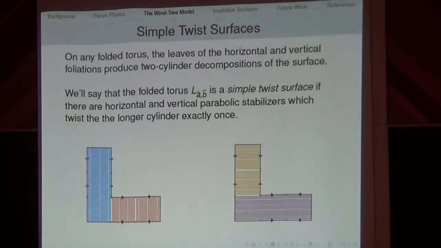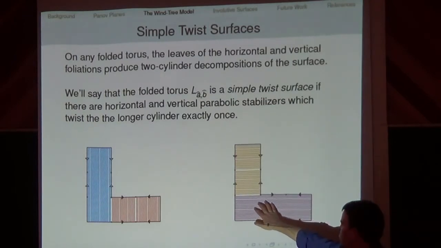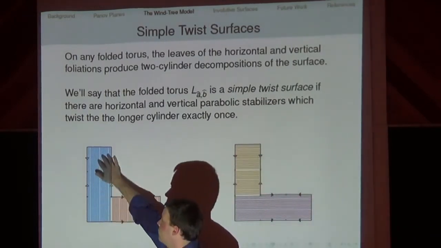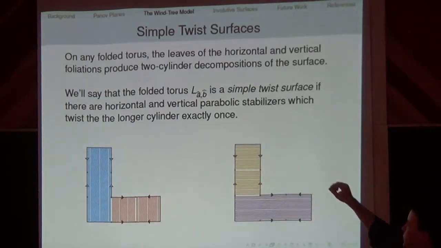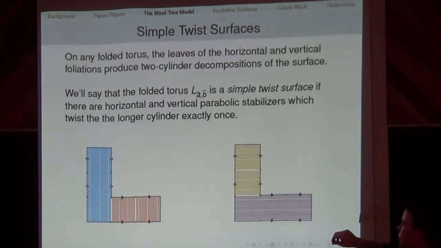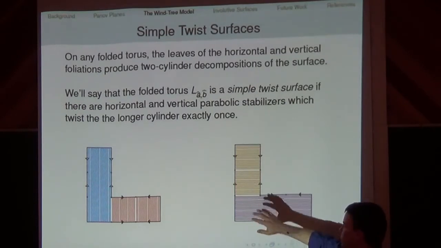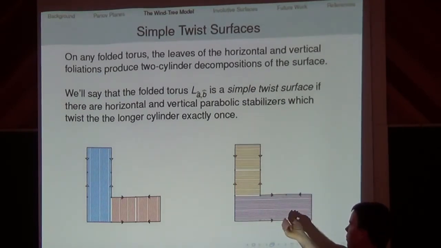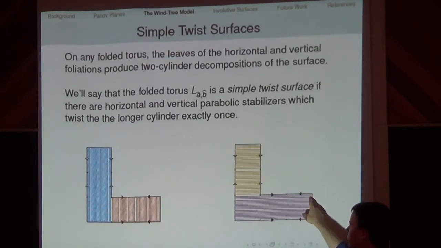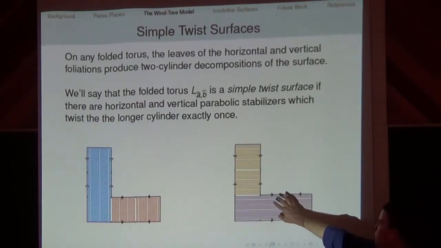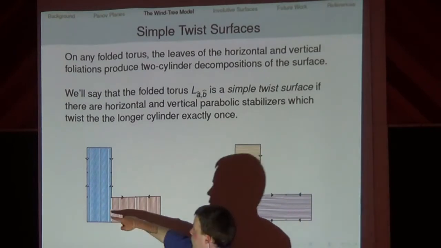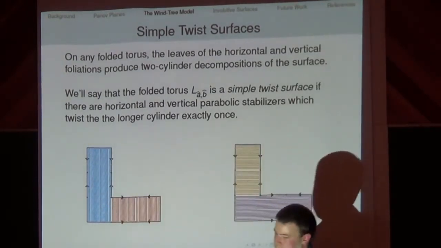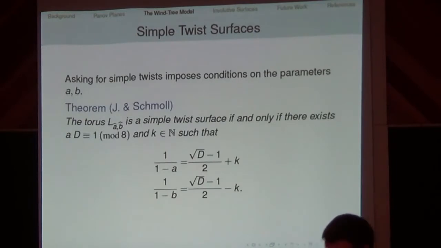Okay. So to construct a big family of surfaces that have this property of a pseudo-Anosov that acts elliptically in homology, I want to look at surfaces where you only twist one of your cylinders when you do that twist. So when I say a simple twist surface, what I'll mean is one of these half-translation L's where in either the horizontal or the vertical direction, when you perform a twist, you twist the longer cylinder exactly once. So the horizontal twists this purple cylinder exactly once, and the vertical twists this blue cylinder exactly once. So that's a simple twist surface.